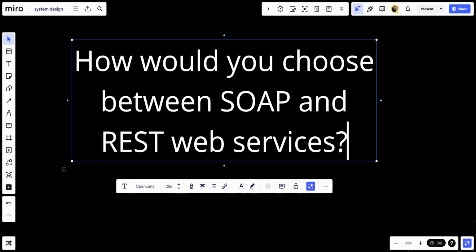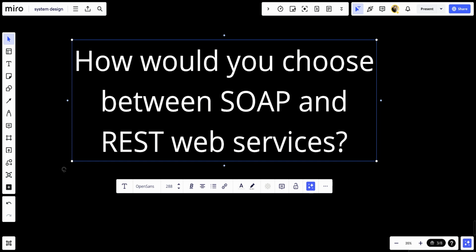How would you choose between SOAP or REST web services? Choosing between SOAP, which is short for Simple Object Access Protocol, and REST, which is short for Representational State Transfer, for web services, involves considering various factors about your application's requirements, including the specifics of data handling, security needs, scalability, and the preferences of the development team.